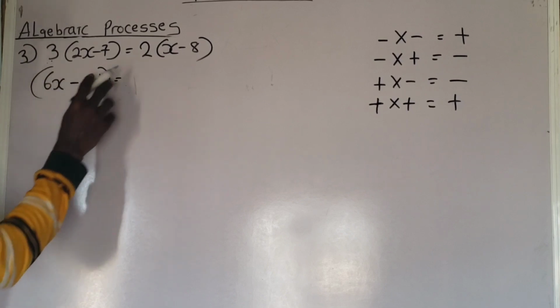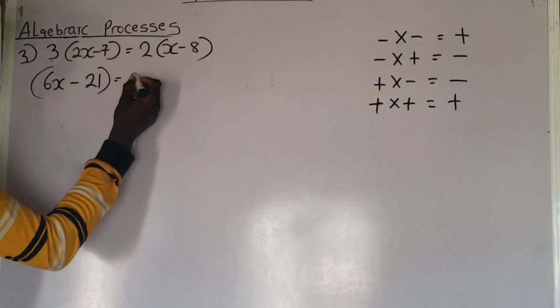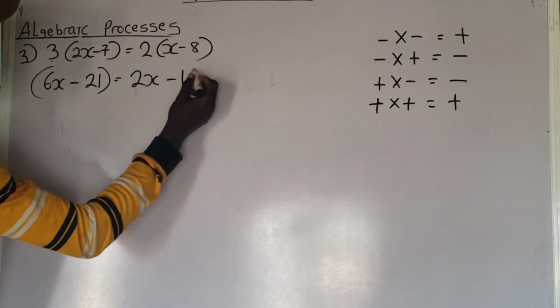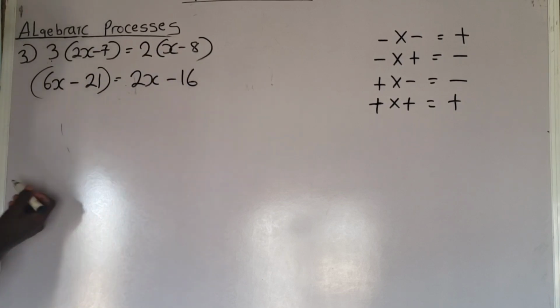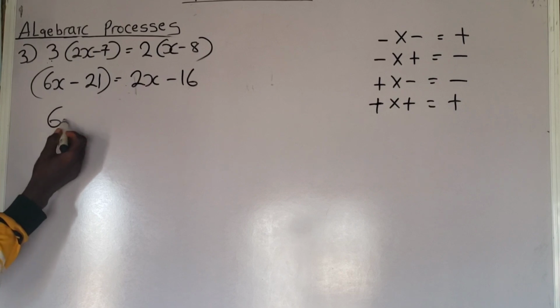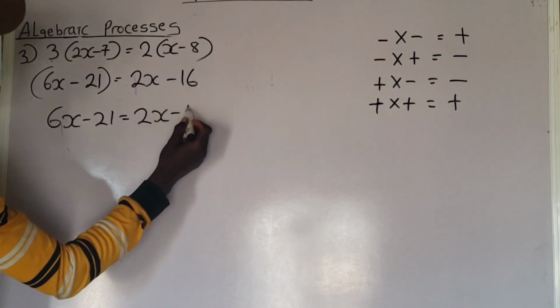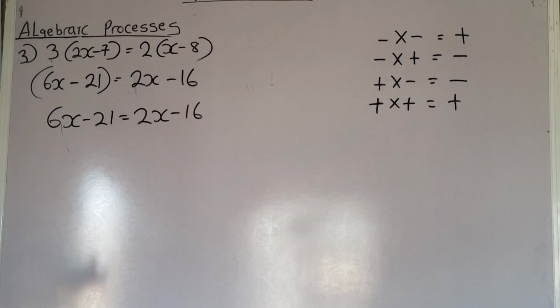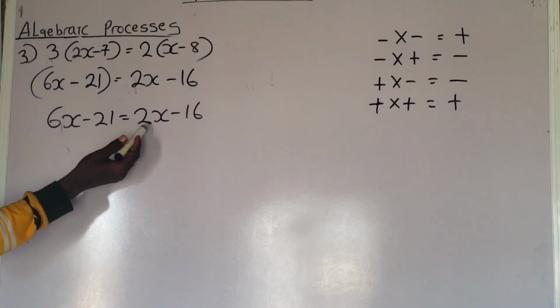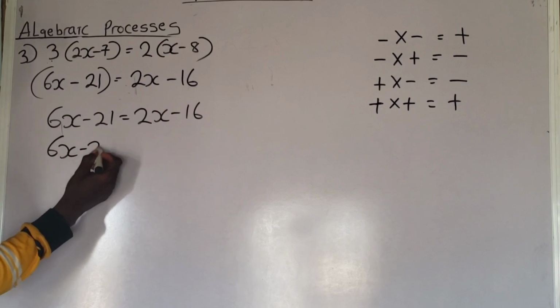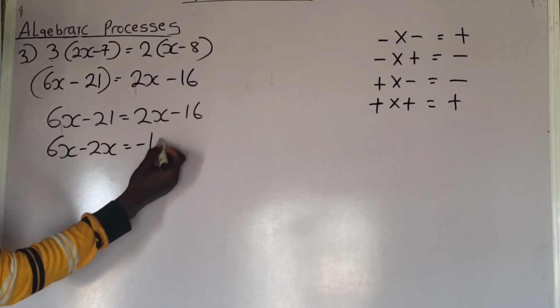2 multiplied by x, that is 2x. 2 multiplied by negative 8, that is negative 16. Do you understand? Okay, so for this, I'm going to have 6x negative 21 is equals to 2x negative 16. The next step here is to collect like terms. So moving the 2x to the other side of the equation, I'm going to have 6x negative 2x is equals to negative 16.